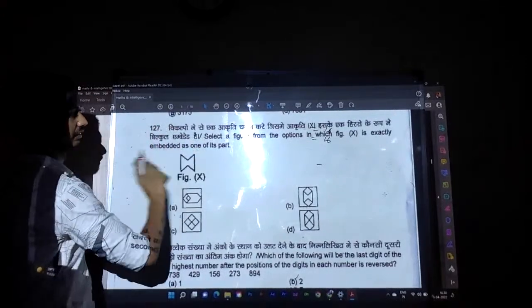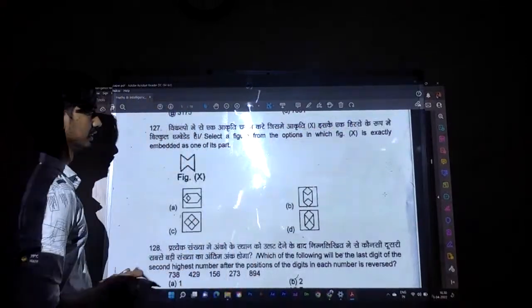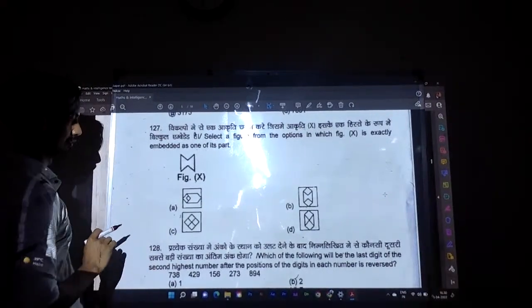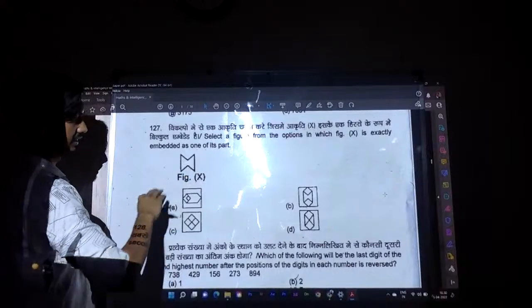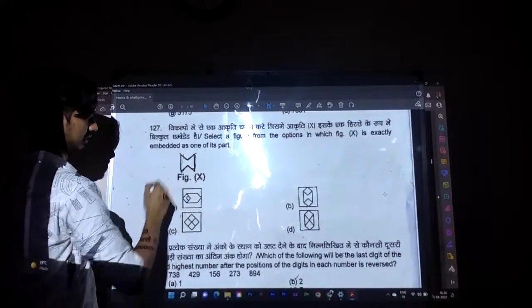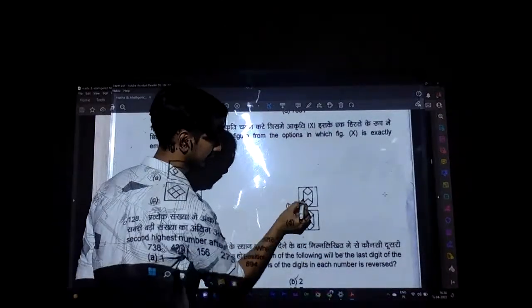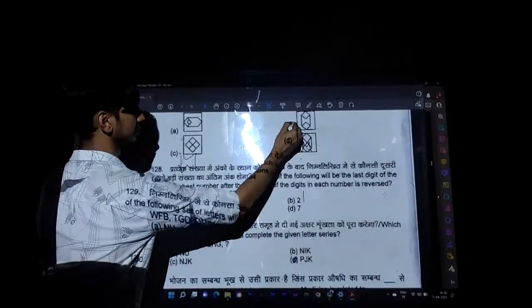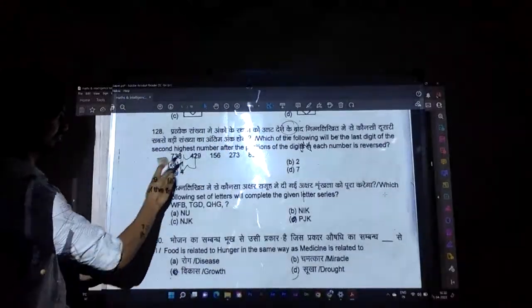In question number 27, you have to replace. Okay, you don't have to replace anything. You just have to check which of the following figures contains this symbol. Option A doesn't have it, but in option B, the same symbol is represented here. So the correct option will be option number B.